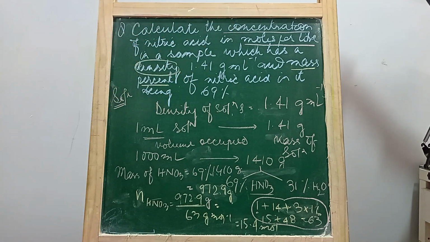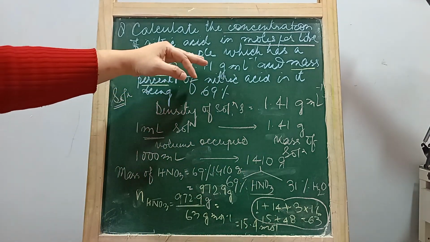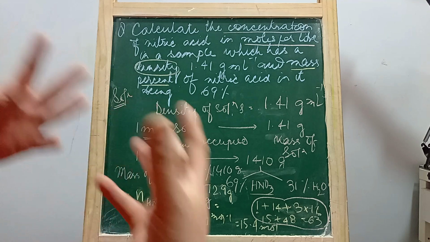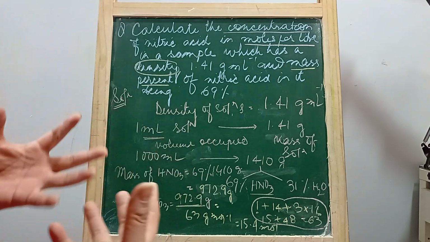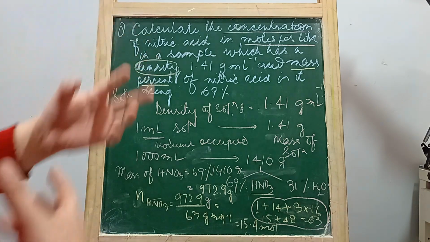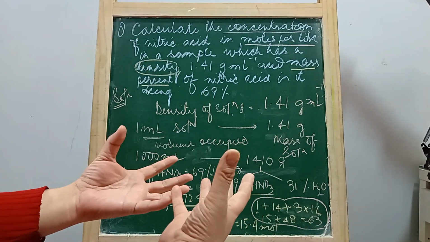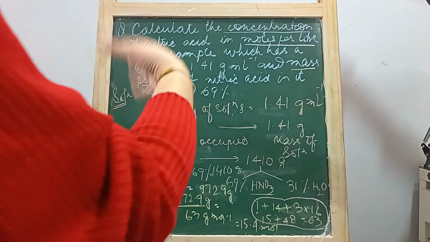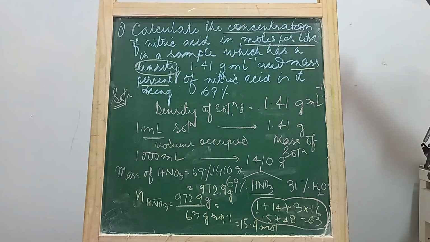We need to calculate concentration. Calculate the concentration of nitric acid in moles per liter, in 1 liter of the solution, in a sample. Sample means it's a solution. So you are given a solution and you have to calculate the concentration of nitric acid in it, and it should be moles per liter. 1 liter of solution contains how many moles of nitric acid? That's what you need to calculate.